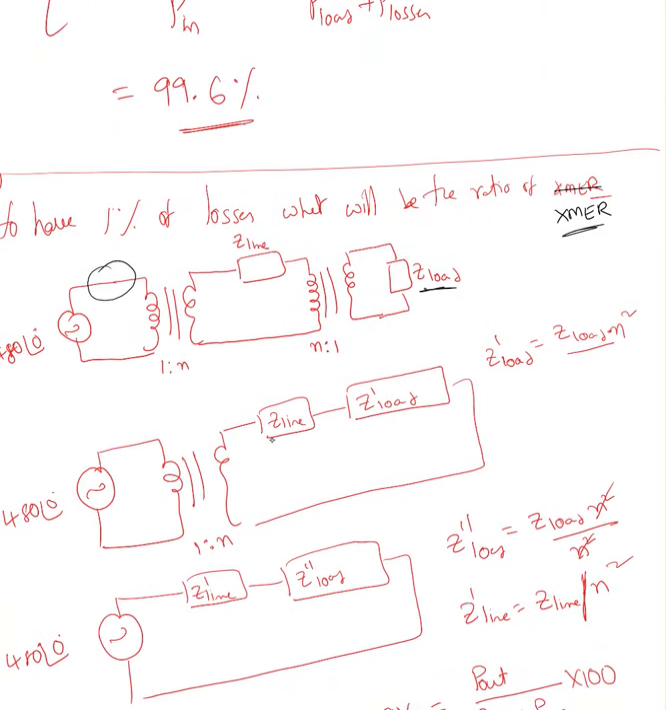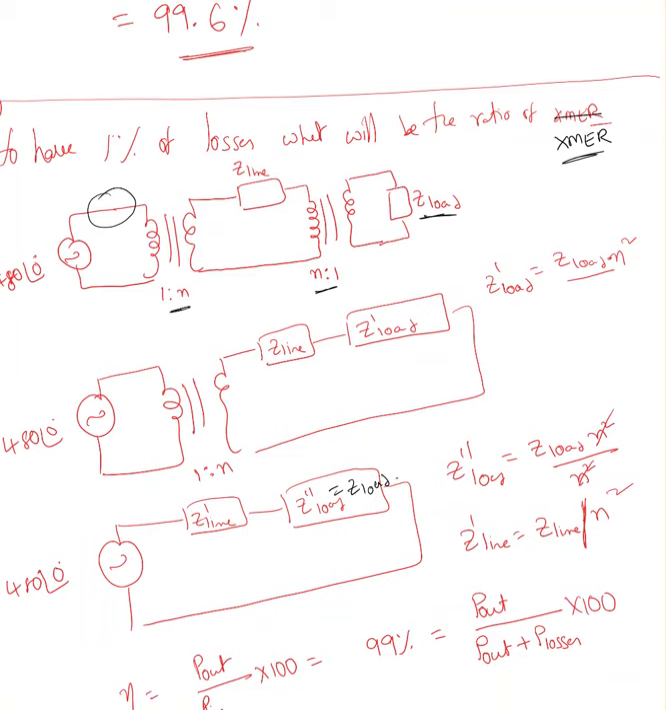Now again, I'm transferring this to the primary side. So when I do it, Z double prime load, the N value is the same in both, but here this is 1 over N, this is N. So 1 over N, again, you're going to have Z load N square over N square. So this N square gets cancelled out. So Z double prime load is nothing but the Z load. And the line is Z line over N square. The N is right there.